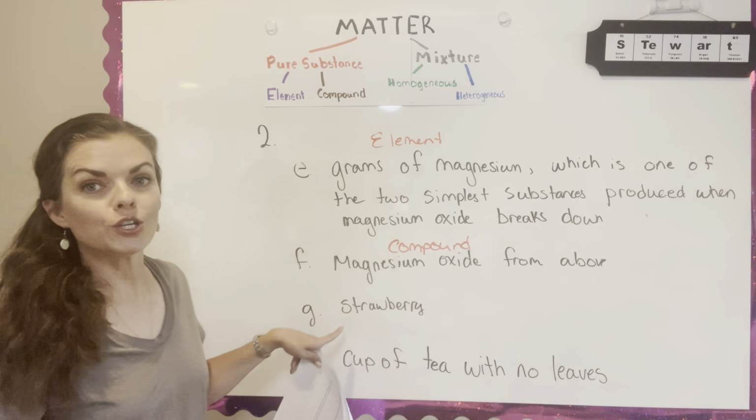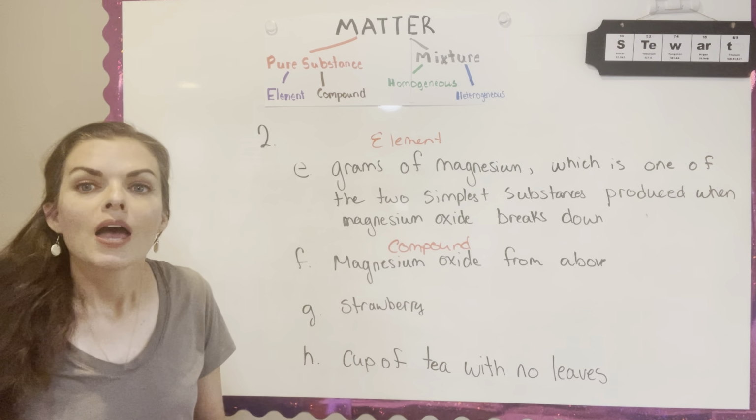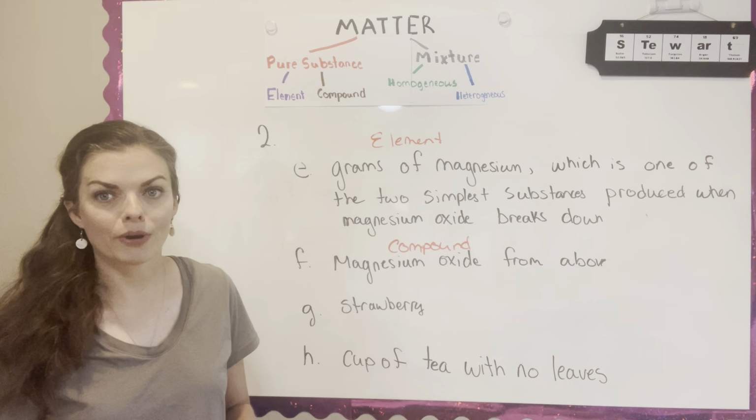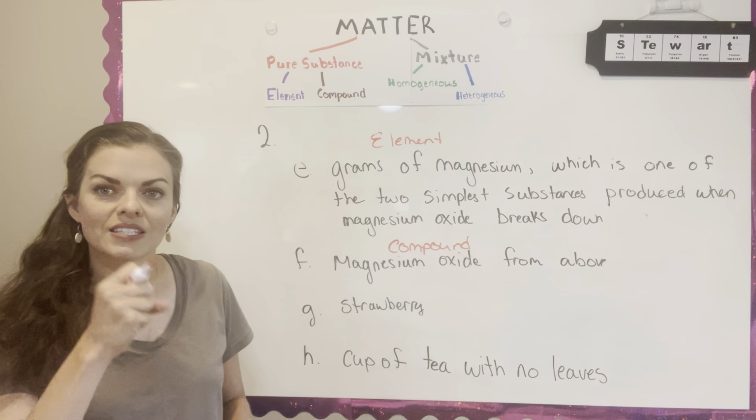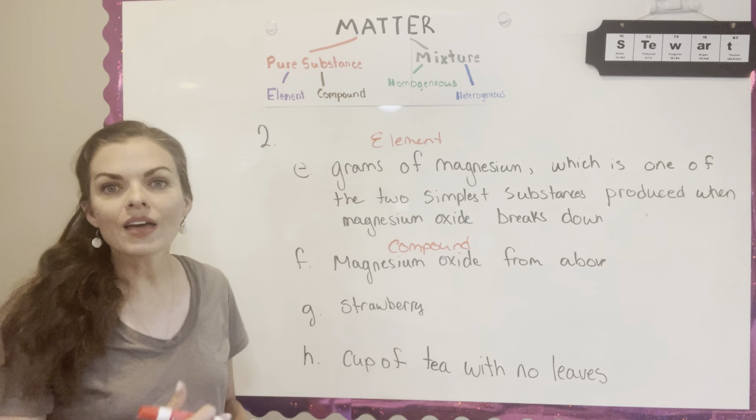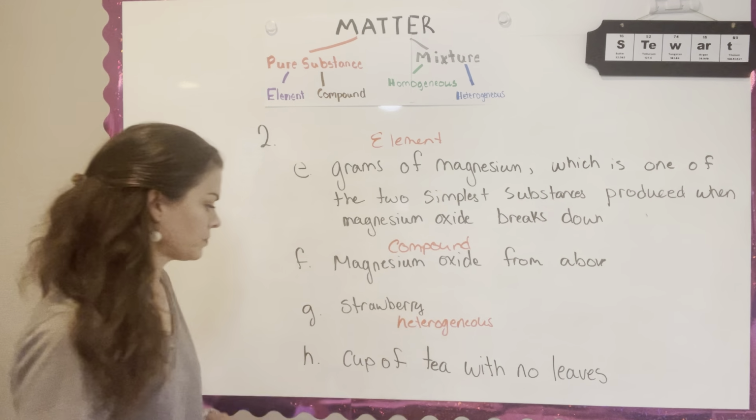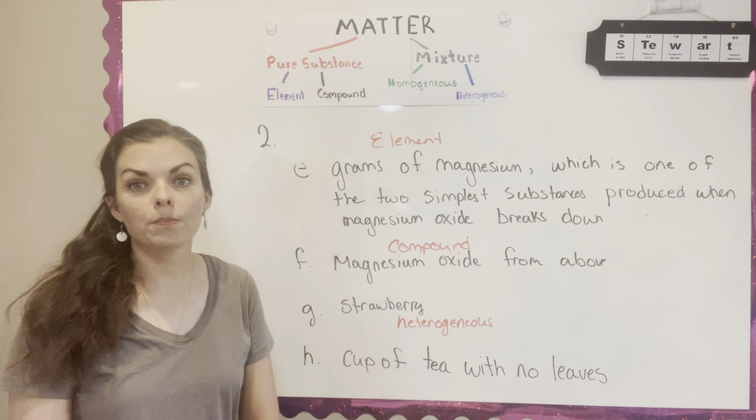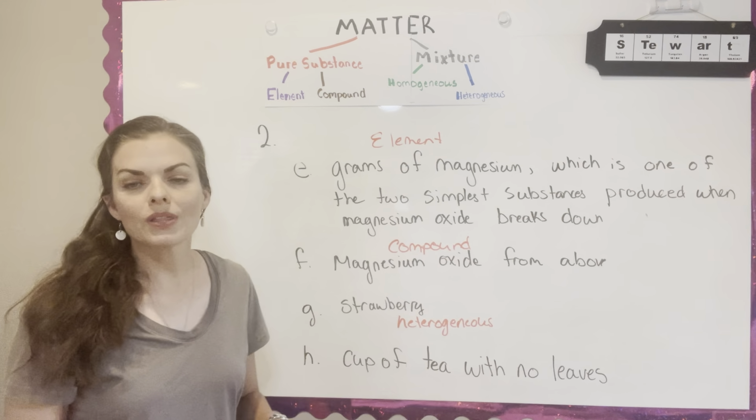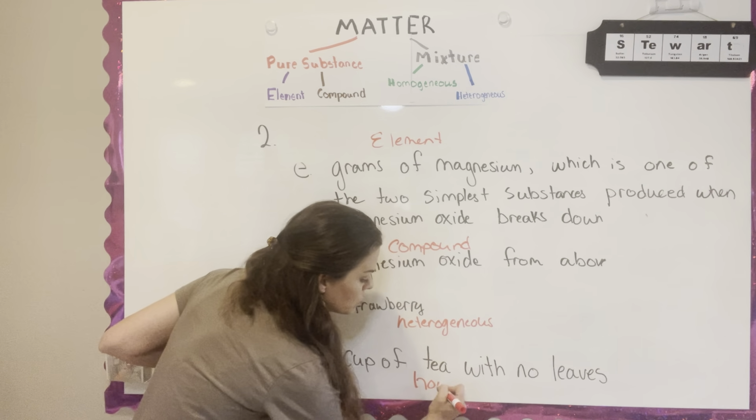And G, we have a strawberry. On a strawberry, there's a lot of stuff in a strawberry. But if I look at a strawberry, is it consistent throughout? And the answer is no. You can see the seeds on the outside, and sometimes you can see the little green on the top. So it's not the same throughout. So it is considered a heterogeneous mixture. And H, we have a cup of tea with no leaves in it, just the liquid. If you ever look at a cup of tea without the leaves in it, it looks the same throughout the whole cup. So it is a homogeneous mixture.